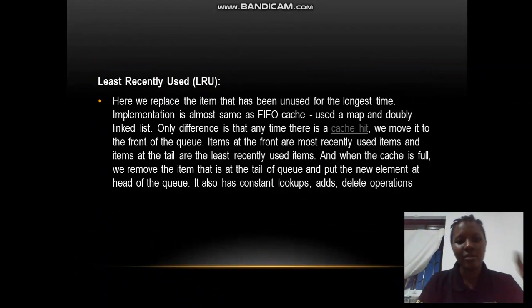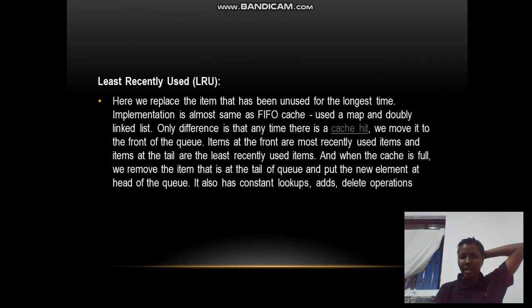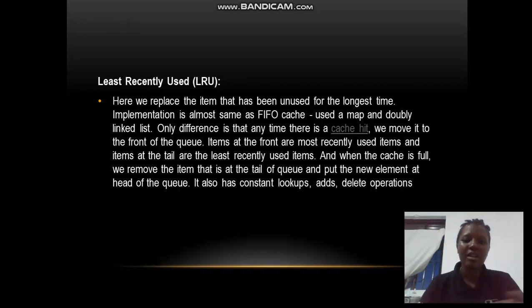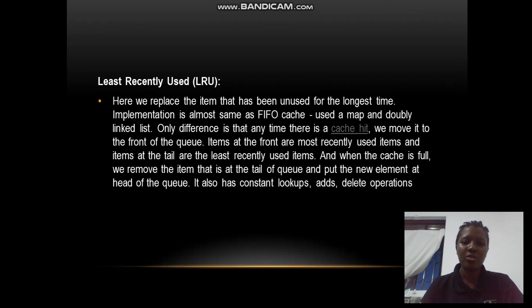Then there is the least recently used, which is LRU. Here we replace the item that has been unused for the longest time. The implementation is almost the same as the first in, first out cache. It uses a map and a doubly linked list. The only difference is that any time there is a cache hit, we move the item to the front of the queue.